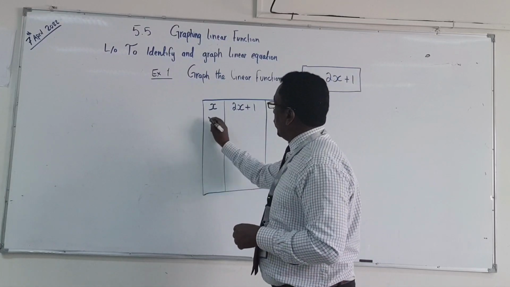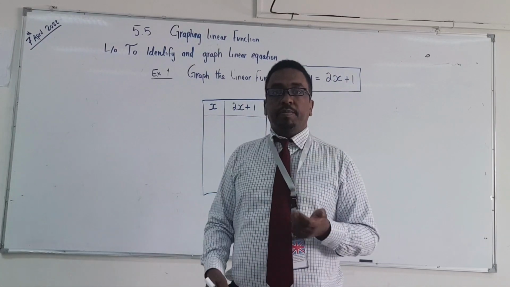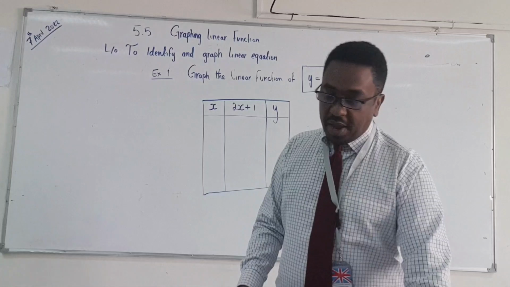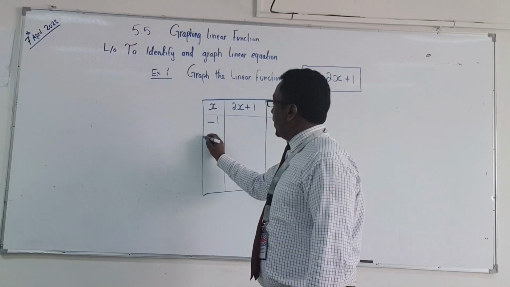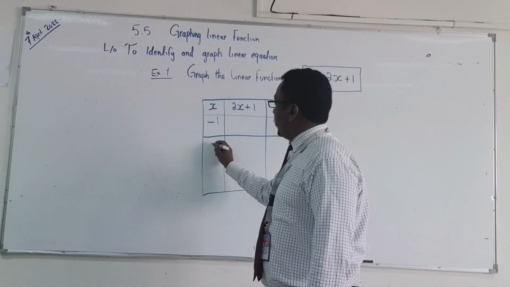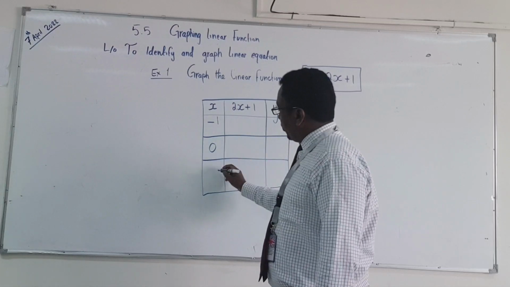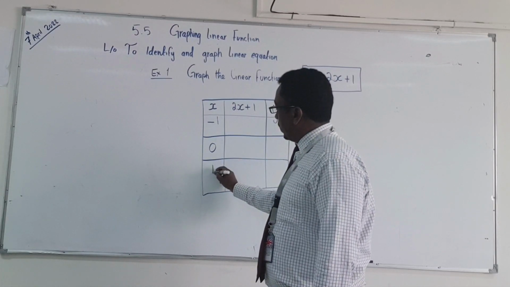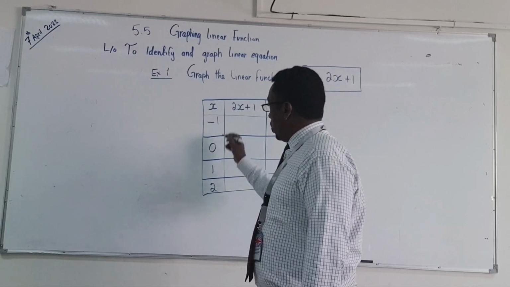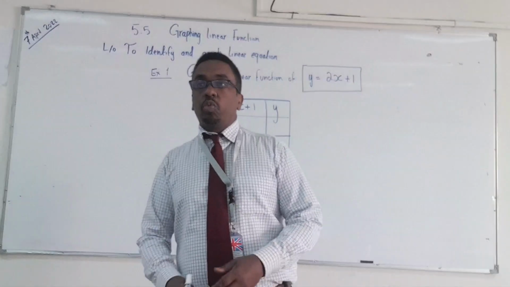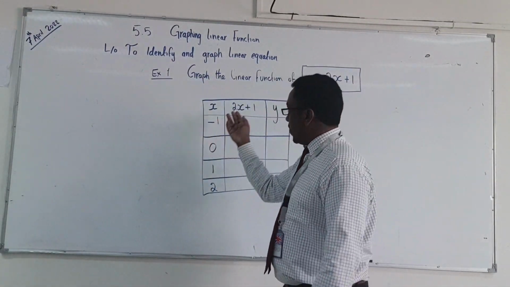So the first thing we need to do is we need to have the input. The first number we have is negative 1. And then we have 0, and we will have just 1. And then if we want, we can add one more, which is just 2. So we need to work it out and use these in the function. This is the function machine.